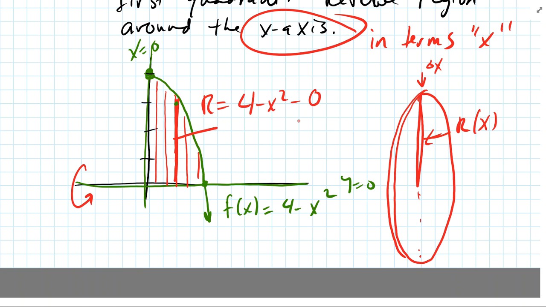We have r in terms of x. What else do we need in terms of x? The a and b, limits of integration. So when I'm stacking my disks, what's my a going to equal? What's it start at? 0. What is my b going to go to? 2.